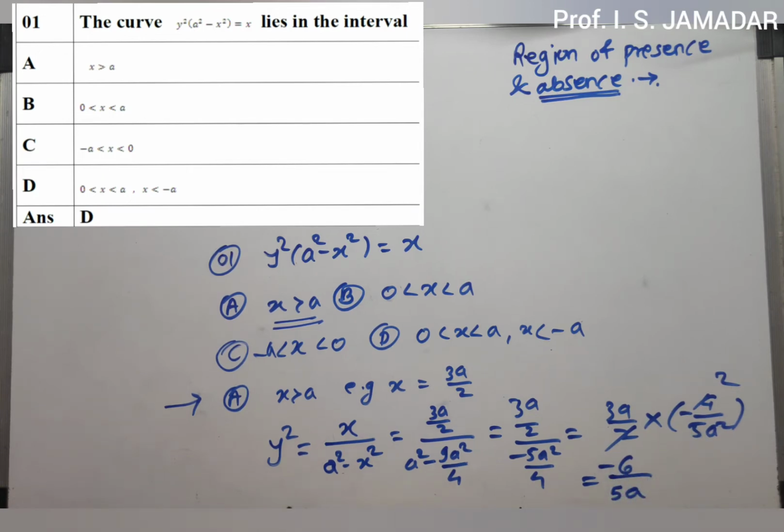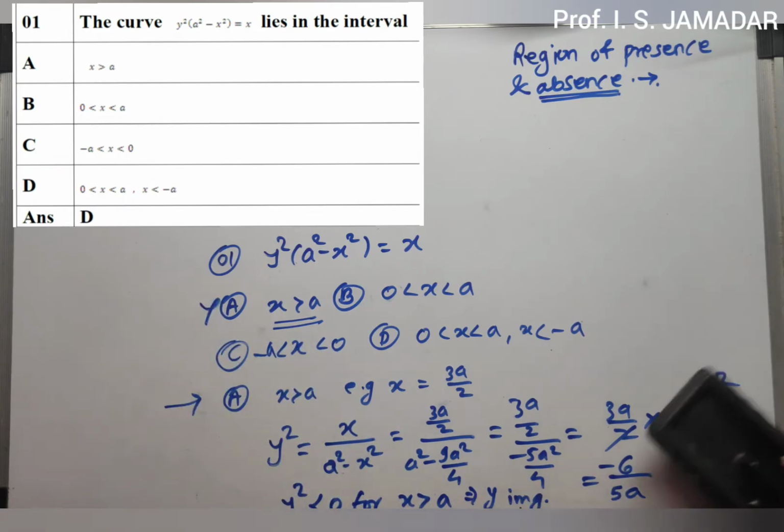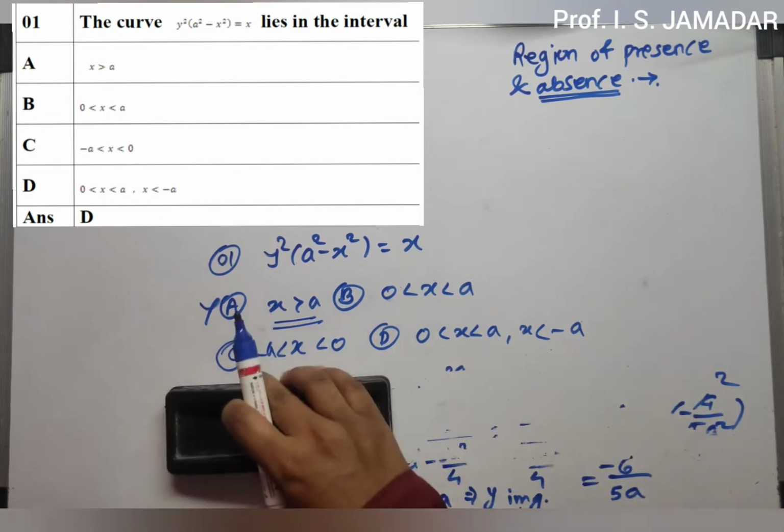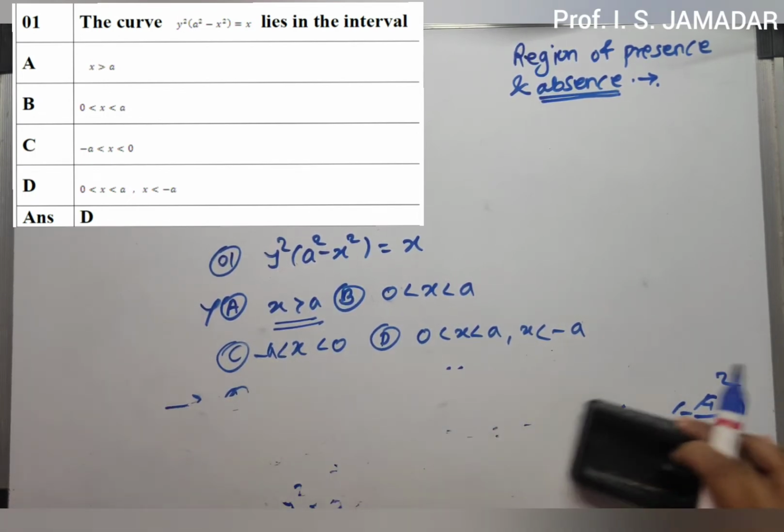So what we have? y square is negative, less than 0 for x greater than a. So as y square is negative, it implies y is imaginary, and as y is imaginary, the curve does not exist. The question is about the existence. So for x greater than a, the curve will not exist. Option A is wrong. Similarly, let us check option B.